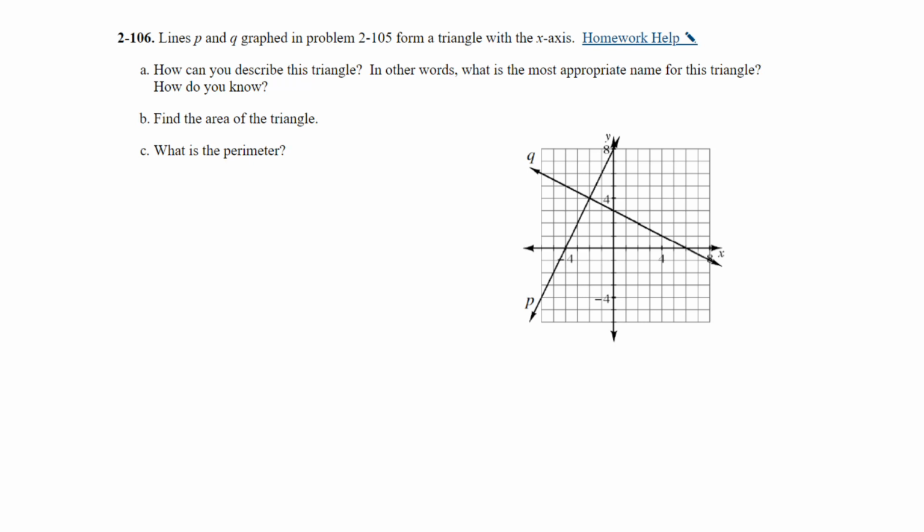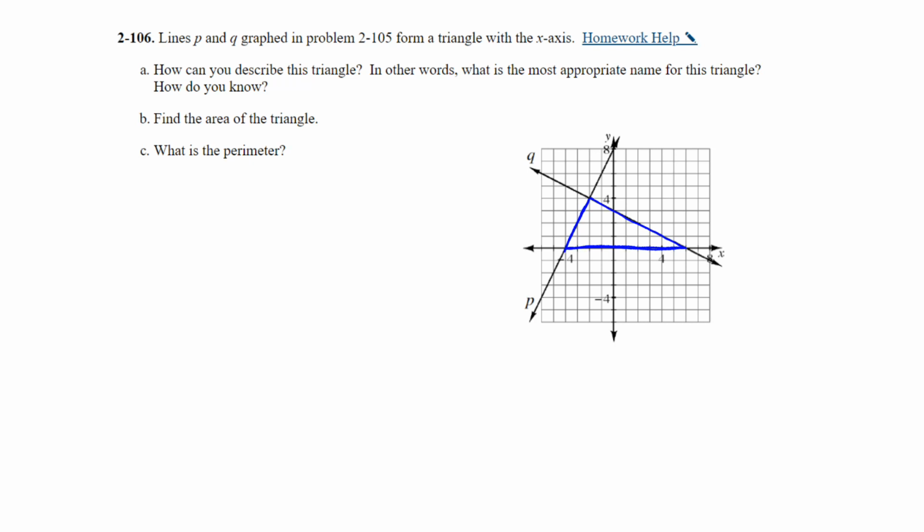Question 106. Lines P and Q graphed in problem 105 form a triangle with the x-axis. How can you describe this triangle? In other words, what is the most appropriate name for this triangle, and how do you know? So we're going to form the triangle here all the way down to the x-axis and then over. So this is the triangle that it's talking about.